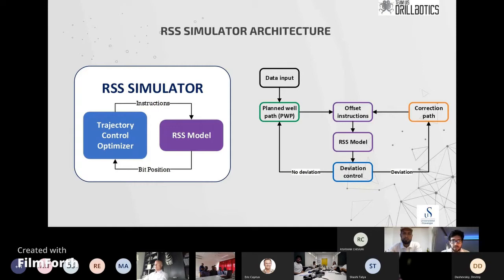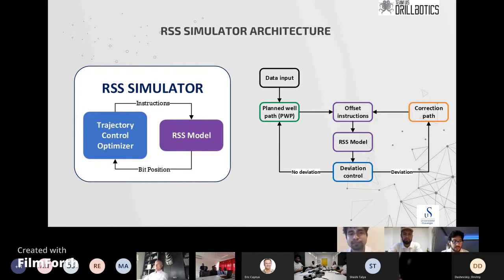The architecture of the RTSA simulator functions in the following way. It has the planned well path function, the deviation control function, and the correction path function. These three belong to the trajectory control optimizer, and the RSS model is the other function. So basically the planned well path gives the trajectory to follow, or the instruction to follow, to the offset, which interprets the forces and the deviation that the BHA has to have, and gives that information to the RSS model, which is going to simulate the behavior of the bit.